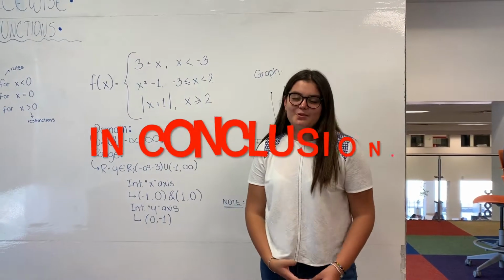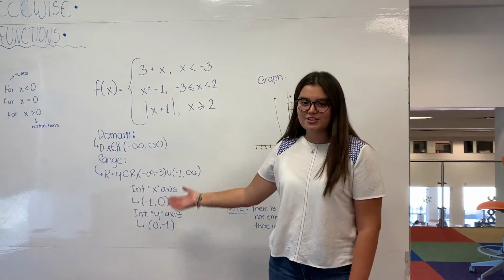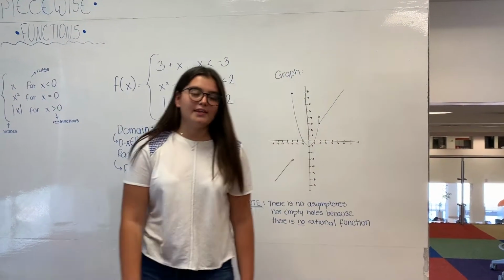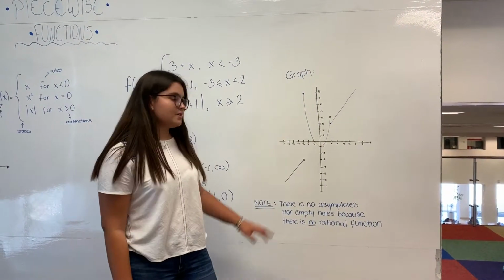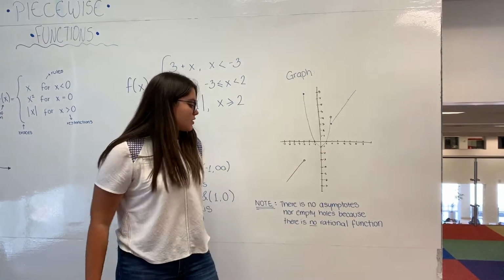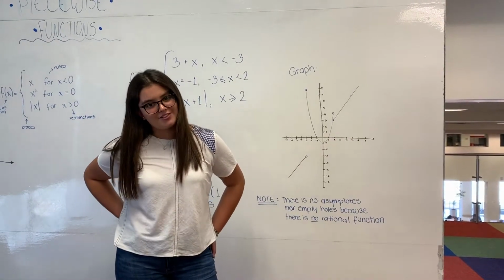As a solution for all the terms we investigated, we have a piecewise function. That's why we don't have any asymptotes nor empty holes in our graph. That's because we don't have a rational function.